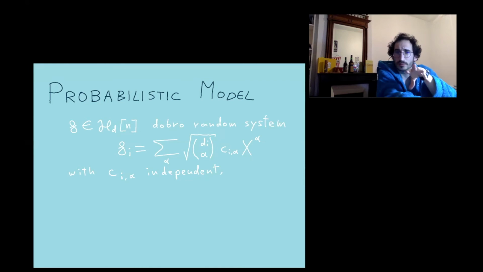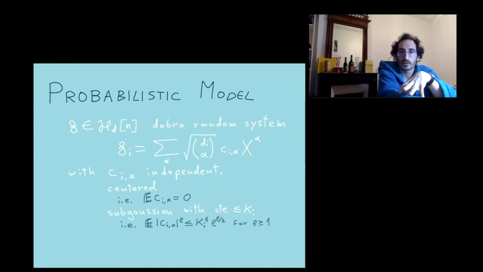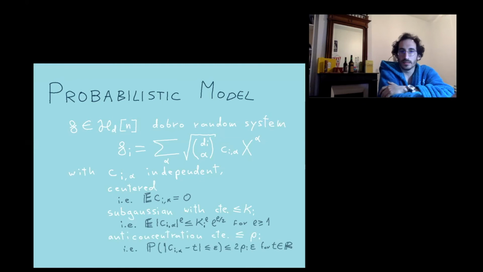So what we want is that these c_i^alpha are independent, that they are centered, that is, their expectation is 0, that they are sub-Gaussian. This means precisely that when we take the expectation of the higher powers, this is bounded by some constant times L to the L half, and that we have some anti-concentration. In other words, the probability that the coefficient is near any point is small. This last property of anti-concentration is equivalent to having an absolutely continuous density bounded by rho_i.